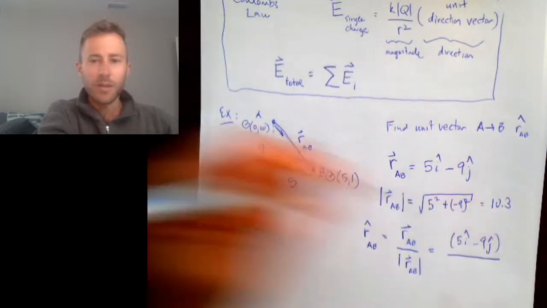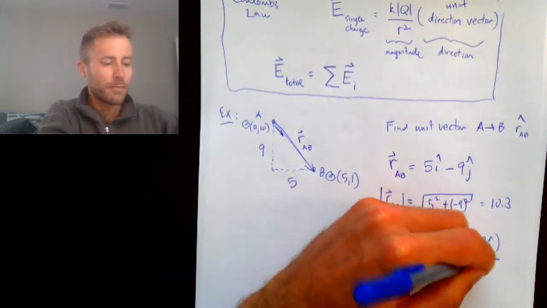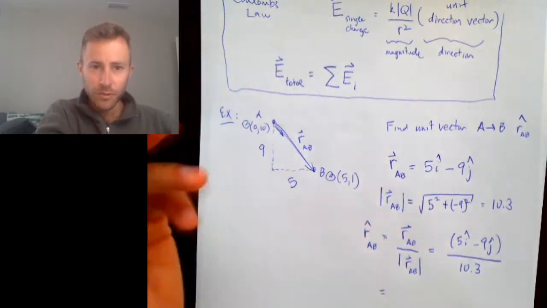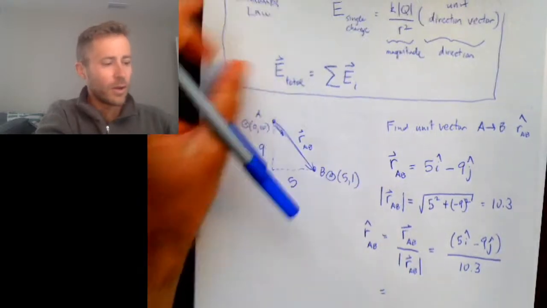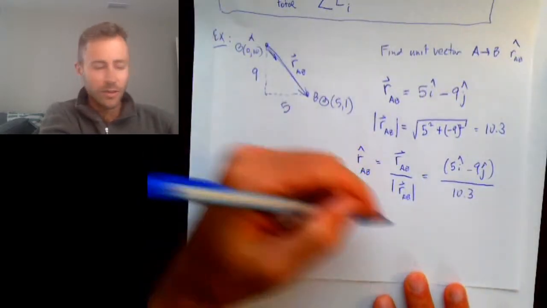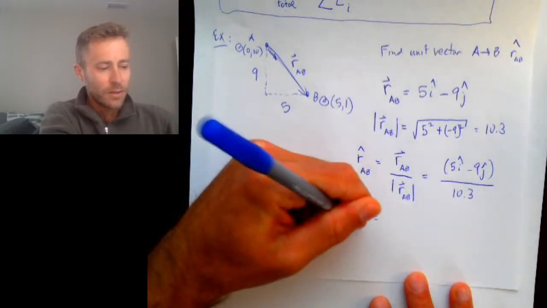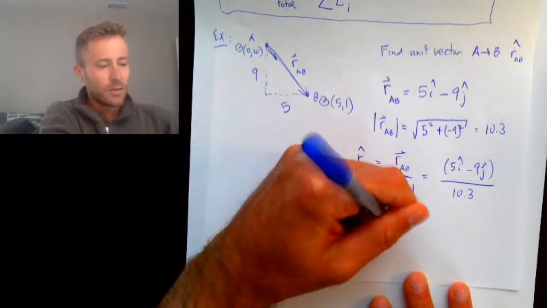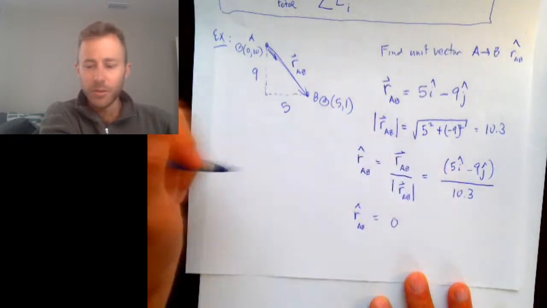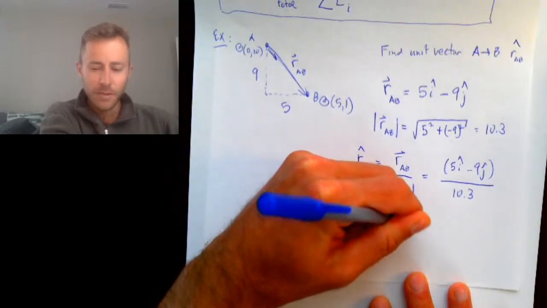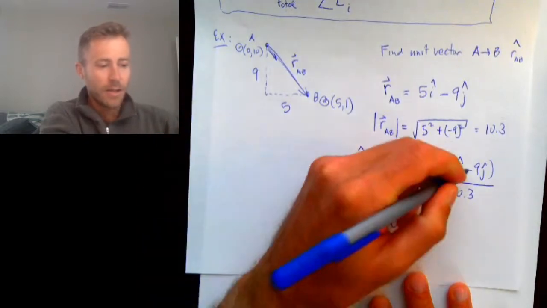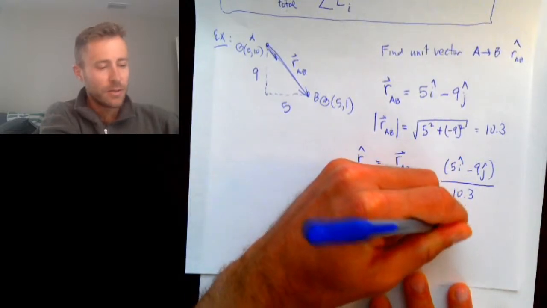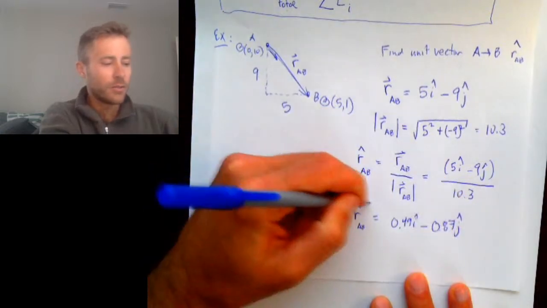And we want to divide that by the magnitude, which is 10.3. Remember the distributive property of division. So if I do that division, and I have this written down from last class period, 5 divided by 10.3 is 0.49 i hat, and -9 divided by 10.3 is 0.87 j hat. So this would be our unit vector.